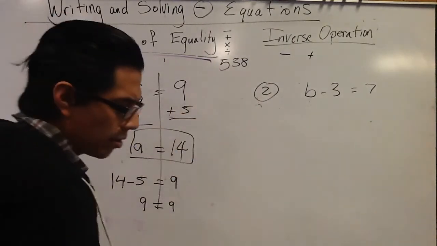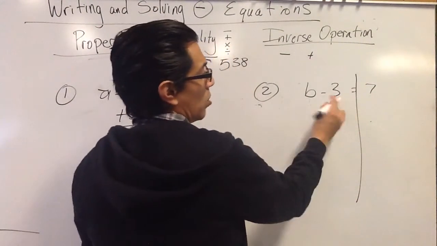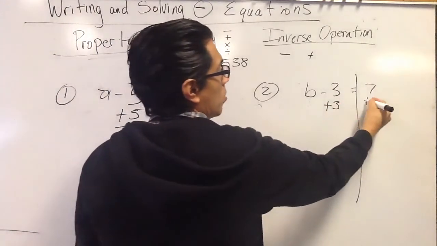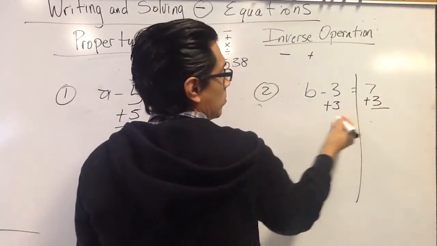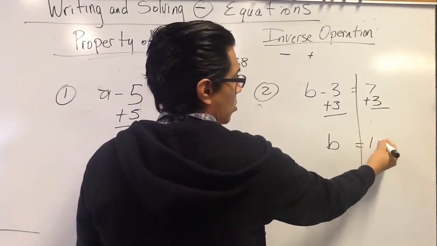All right, you try that one. Pause it. All right, good job. So you should have drawn your line. What's happening to B? We're subtracting 3. So add 3 to both sides. Now we have B, because that goes down to 0, equals 10.